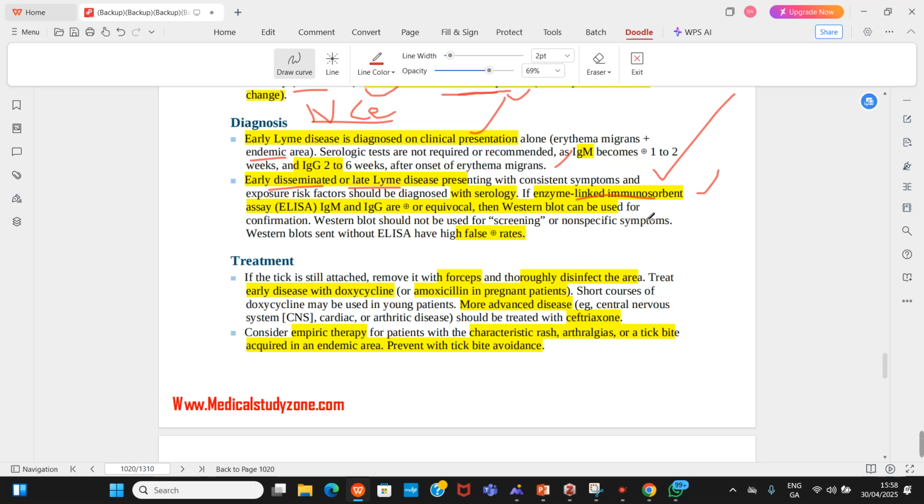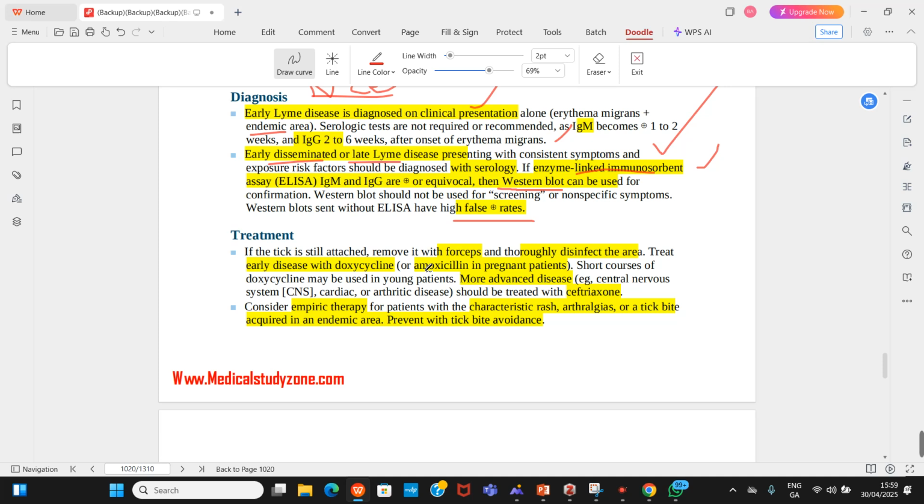If you do your ELISA and ELISA is equivocal, so your test is not saying it's positive or it's not saying it's negative, then you have to confirm with your Western blots. That's the only time you do Western blots. In fact, even in HIV, we don't talk about Western blot again. So you only talk about Western blot here if the ELISA test is what? Equivocal. So you don't start with Western blots too because of high false positive rate.